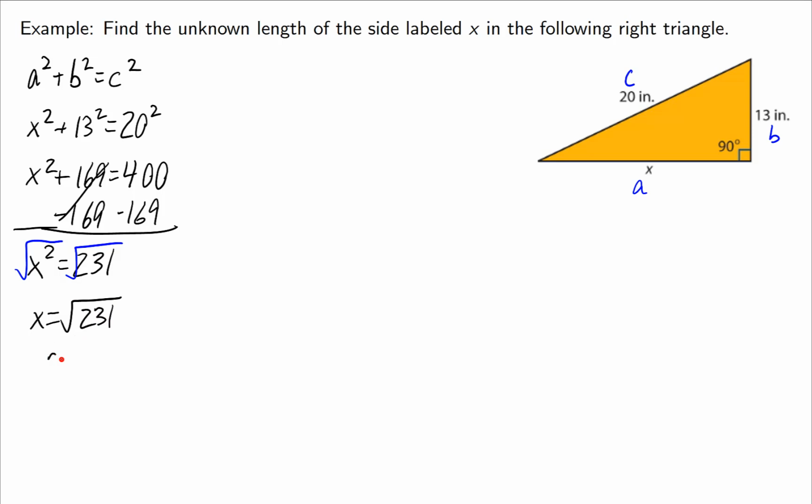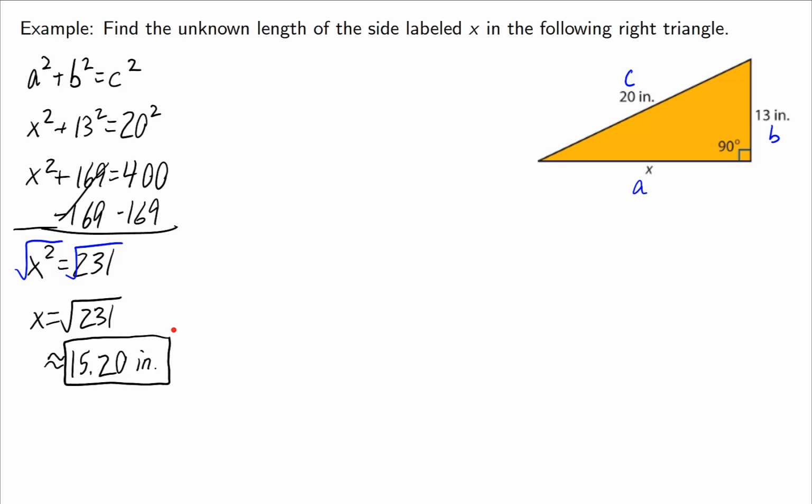I get that this is approximately 15.20, so that rounds up to 15.2 inches. This brings up an important rounding idea. You know that if you see 15.198, you should round up on the 8, which makes the 9 go up, and then you get a 2.